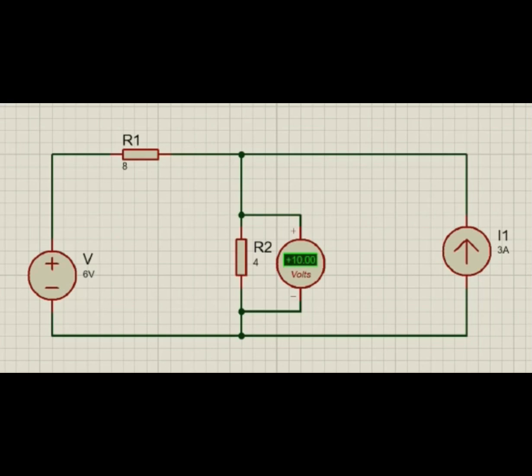As you can see, after running the circuit in Proteus, we will see the voltages across the resistors.